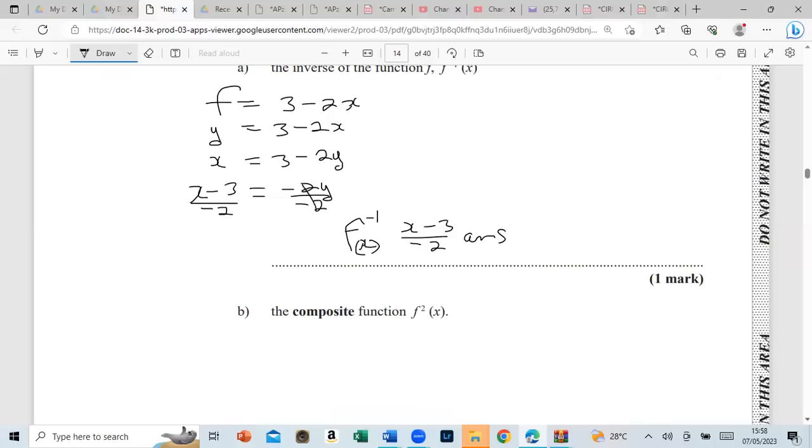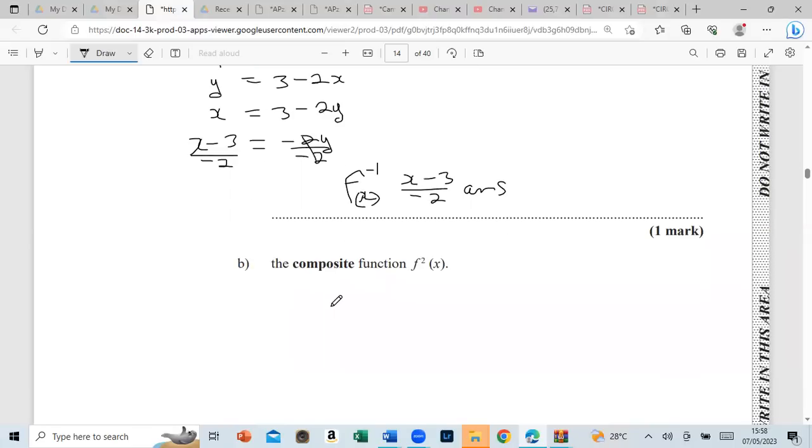Alright, so it says now the composite function f squared. So it does mean f times f. So it's not the inverse, but f times f. So let us write that. The last function, which is f, is 3 minus 2x. And then you're going to write f again, but this is going to be with x.